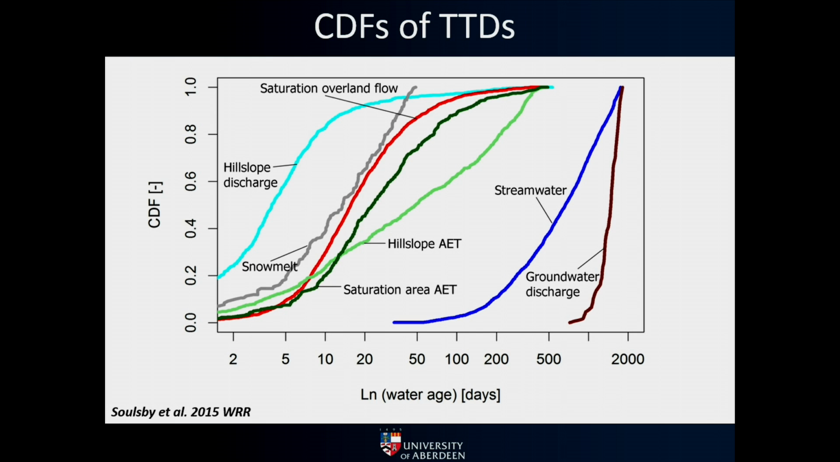We can also get quite crude estimates of the ages of evaporated water from the hill slope and saturation area, which tend to be quite young. But these are just an artifact of how that's parameterized within the model as a storage term in the soil moisture store, rather than anything that's really reflecting any physical processes of transpiration. They're not represented in these models, but I'll say a little bit more about that later on.